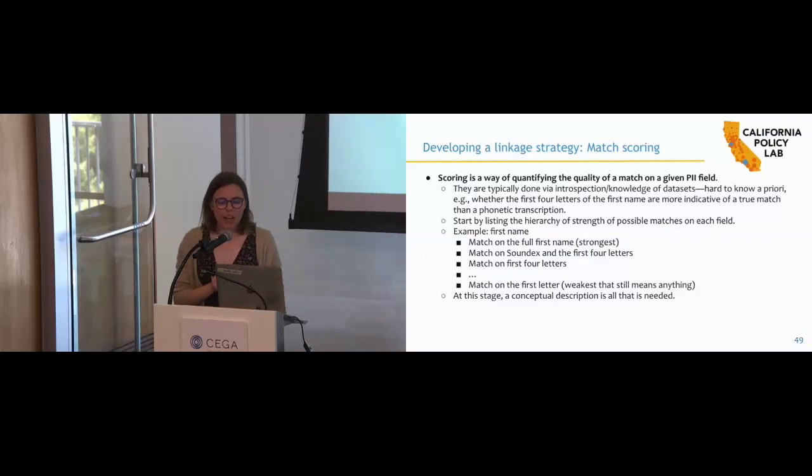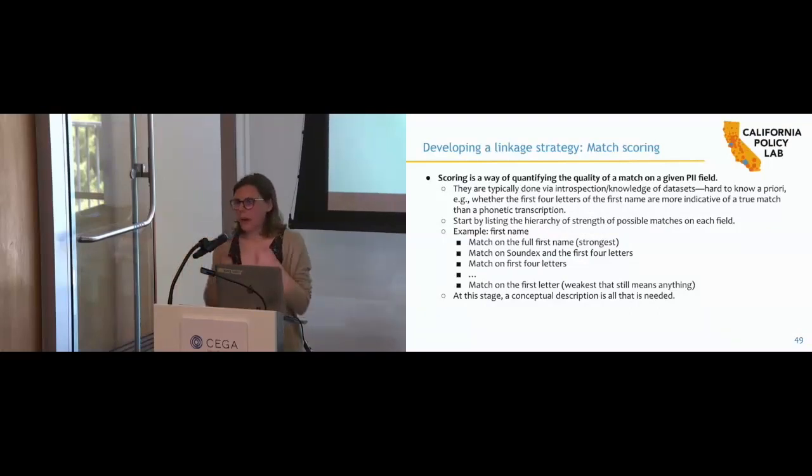And now we'll dive into the match scoring as well. So scoring is just one way we quantify the quality of a match on a given PII field. So looking at the first name example, the first four letters of the first name will get a higher score than the first two letters.